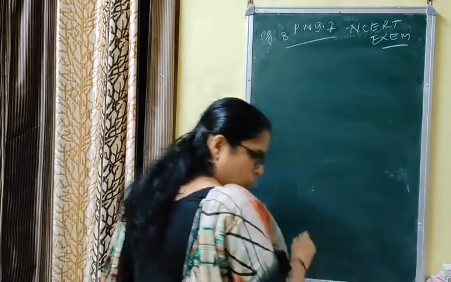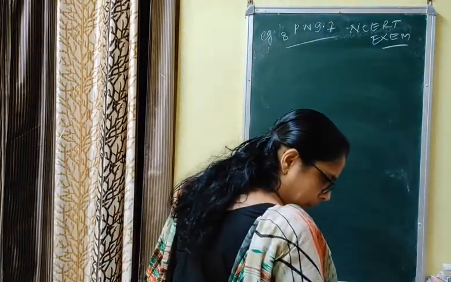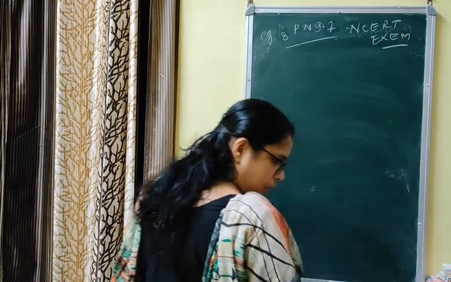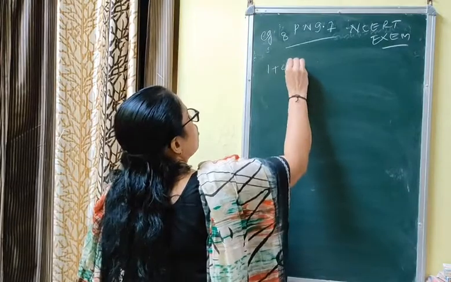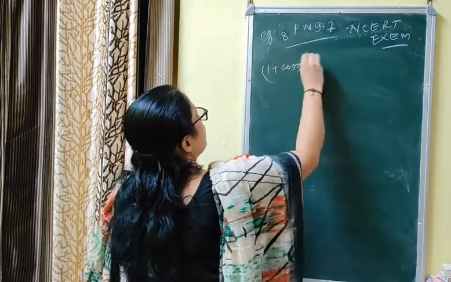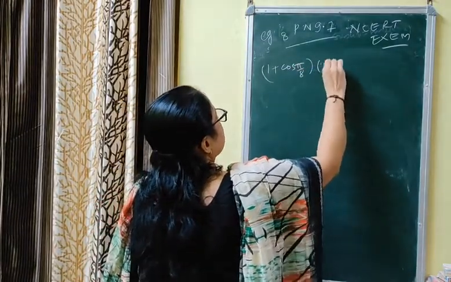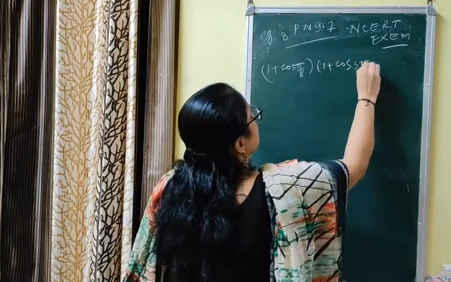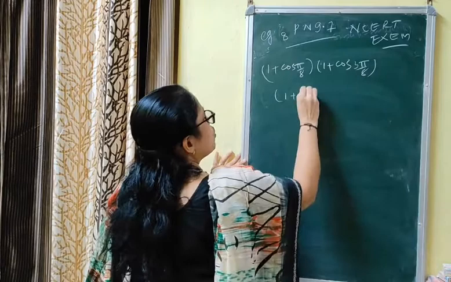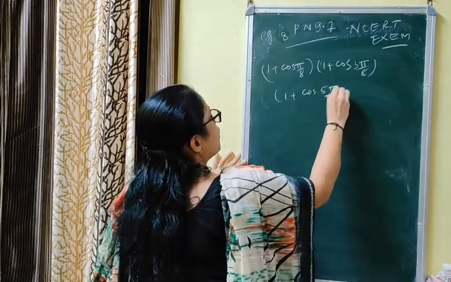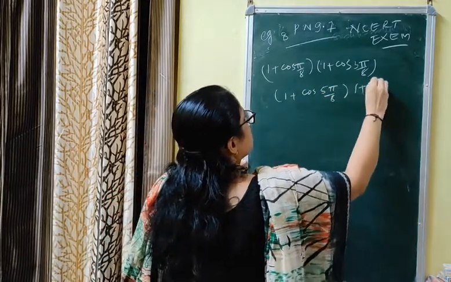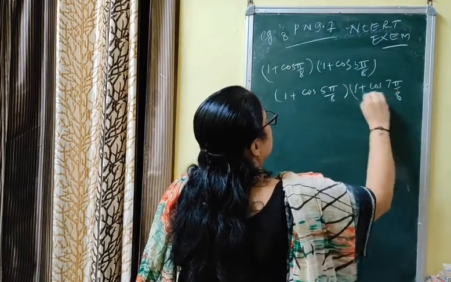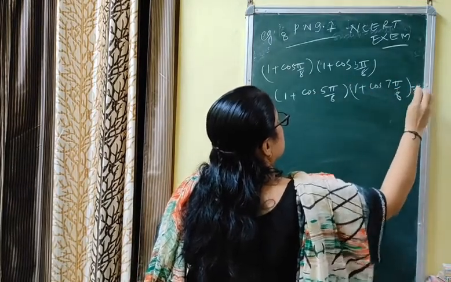Prove that (1 plus cos pi by 8) into (1 plus cos 3 pi by 8) into (1 plus cos 5 pi by 8) into (1 plus cos 7 pi by 8) is equal to 1 by 8.